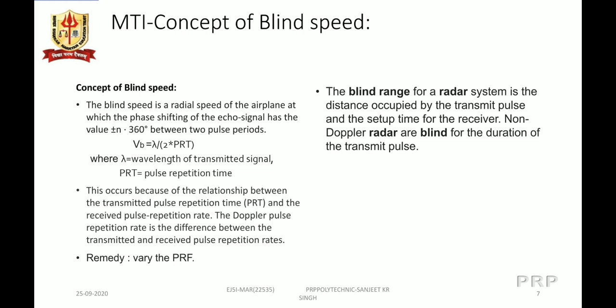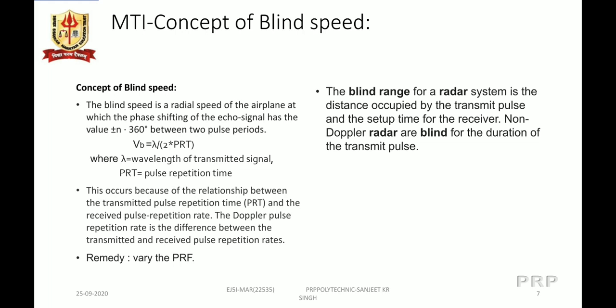So the concept of the blind speed is that the blind speed is actually a radial speed of the airplane or the object at which the phase shift of the echo signal has the value plus or minus n times 360 degree, or 2 pi radian, between the two pulse periods. So blind speed can be given as Vb equal to lambda by 2 PRT, where lambda is the wavelength of the transmitted signal and PRT is the pulse repetition time.